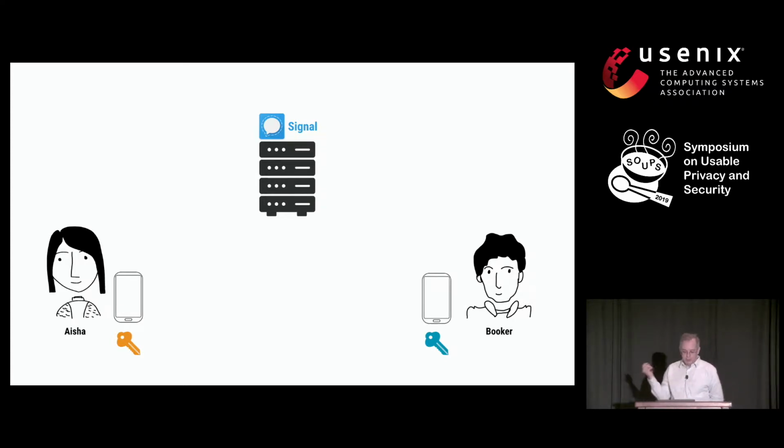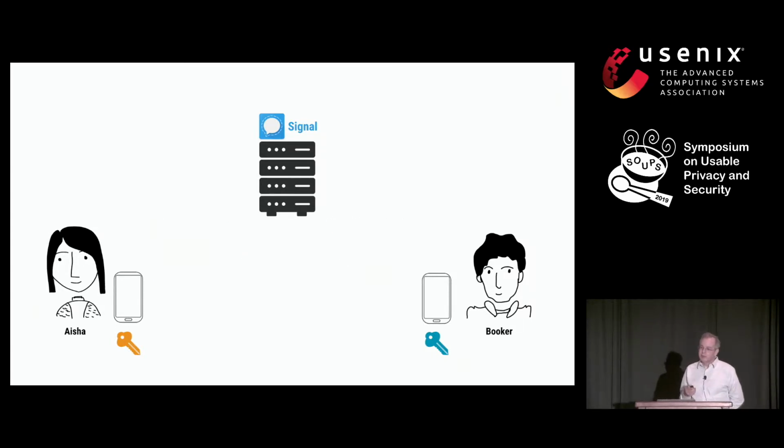I'm using Aisha and Booker. They both installed the Signal app on their phones, and you see that they were both assigned a public and private key pair. I'm denoting Aisha's in this gold colored and Booker's in the blue colored key. When they register their phone with the Signal server, they're going to share their public key with the Signal server. And so here's Aisha doing it, and here's Booker doing it.